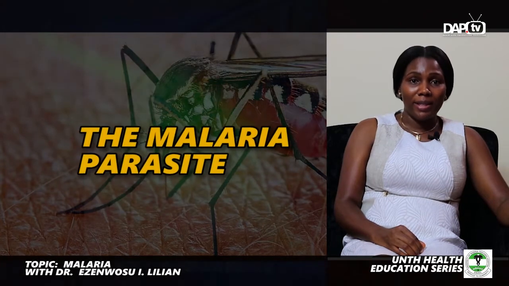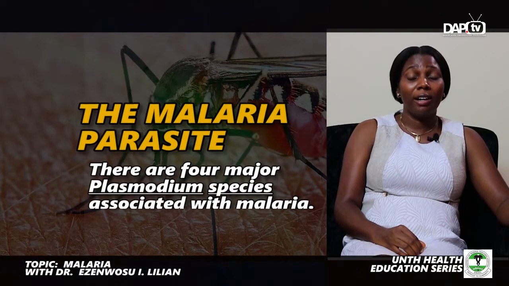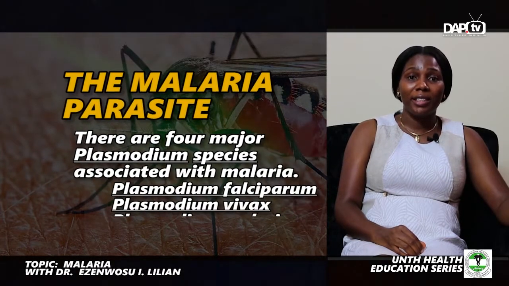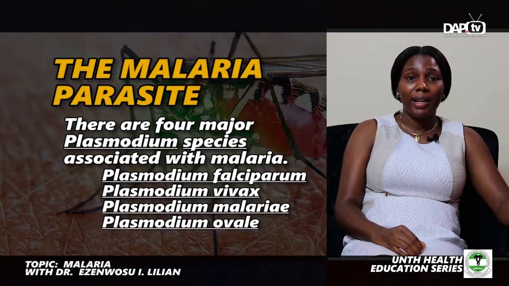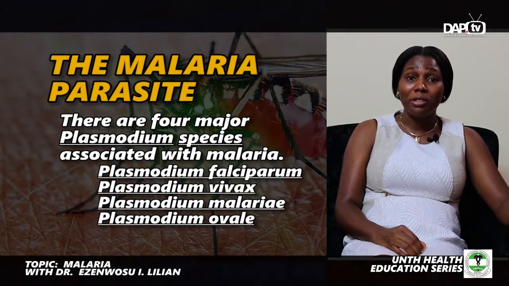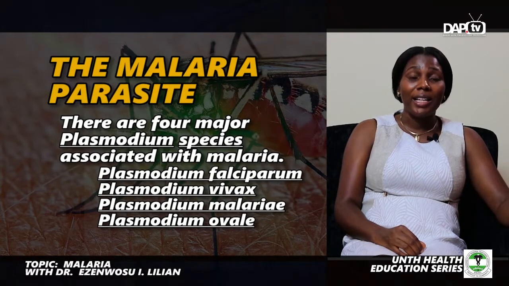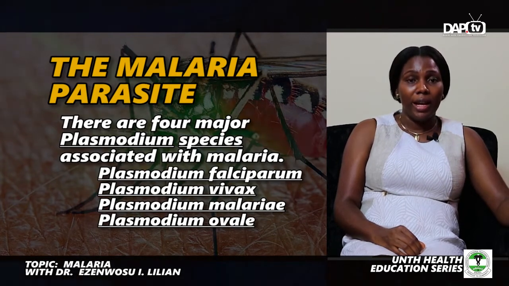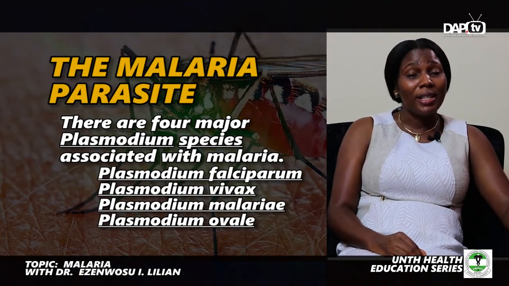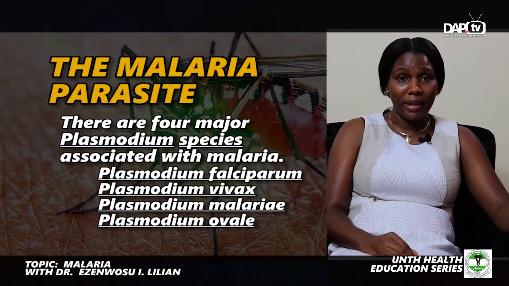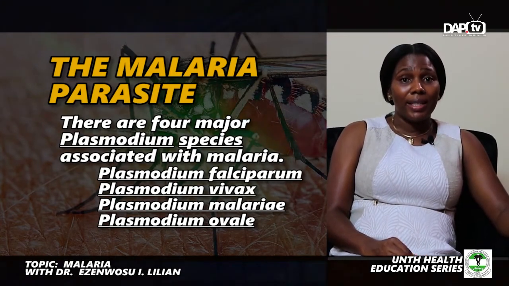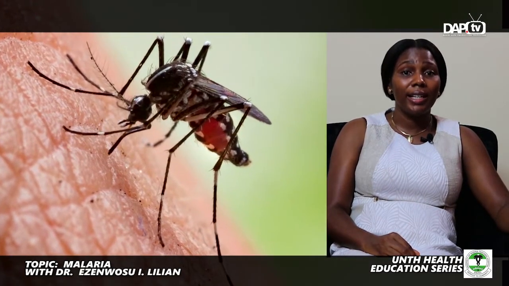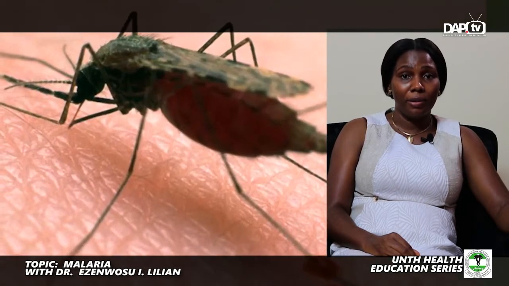Malaria is caused by a parasite, and these parasites are of four types. You have the Plasmodium falciparum, the Plasmodium vivax, the Plasmodium malariae and the Plasmodium ovale. But Plasmodium falciparum is the commonest cause of malaria in Nigeria and in other African regions. It is estimated that it causes about 99.7% of cases of malaria. And these parasites are transmitted into the woman by the bite of an infected female Anopheles mosquito.